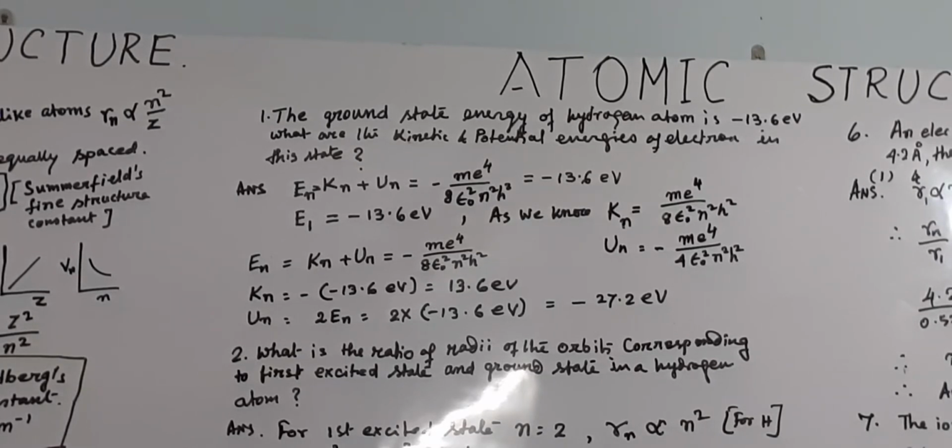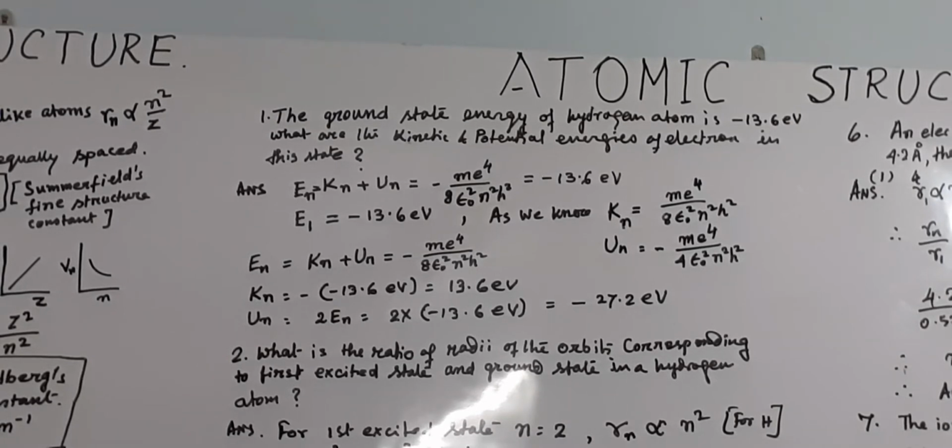That is the amount of kinetic energy, and potential energy will be U suffix n, that is 2 times total energy, that is 2 into minus 13.6 electron volt, that will give us minus 27.2 electron volt. This is a very important problem. Now next problem, problem number 2.